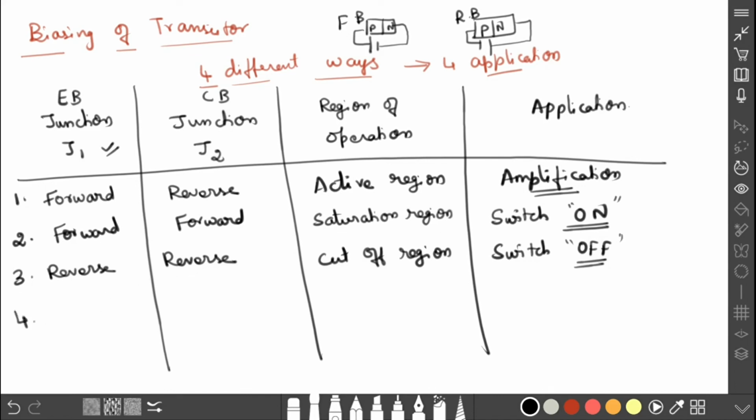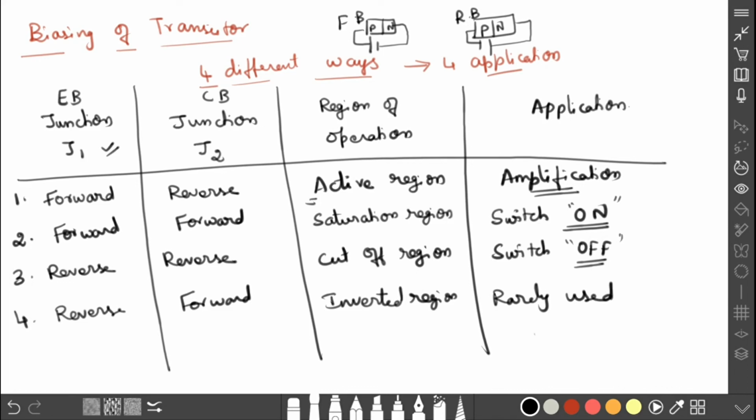And the fourth one should be the reverse of the first case. Forward becomes reverse and the second one becomes forward. This is the inverted position of the first case. That is why it is called the inverted region. In this case, actually, it is very rarely used. In some digital circuits it is used. The main functions of the transistor are amplification and switching. This is what you have to remember.